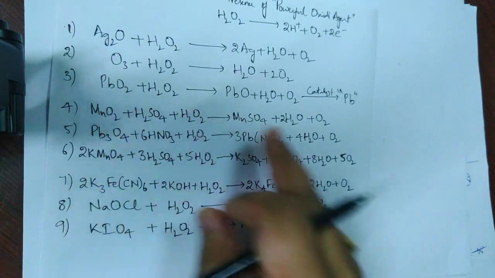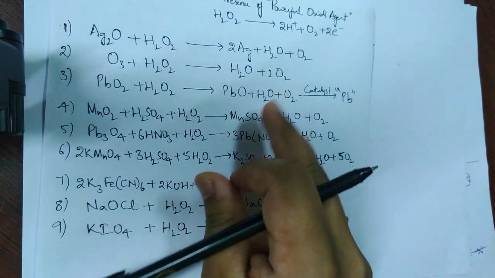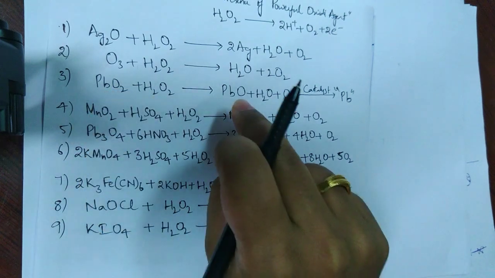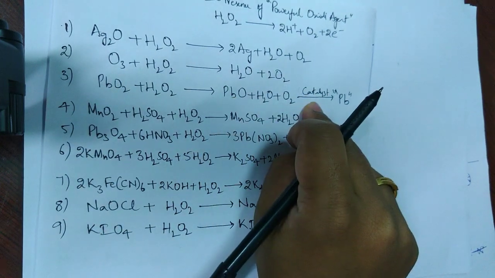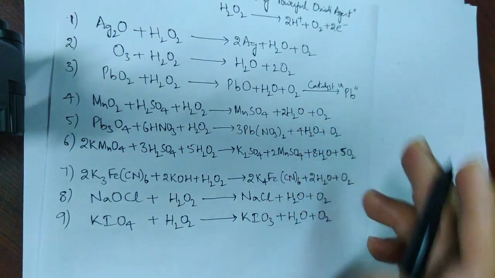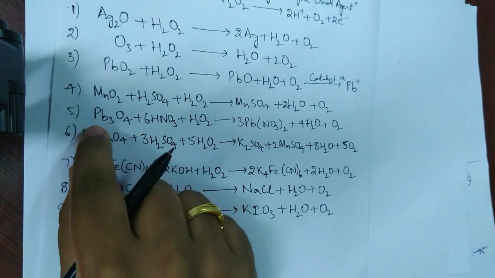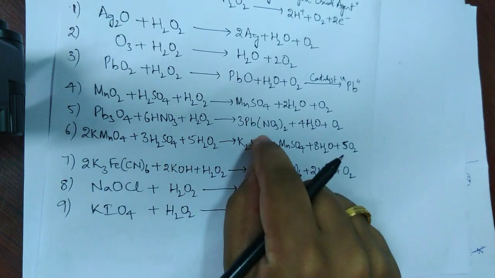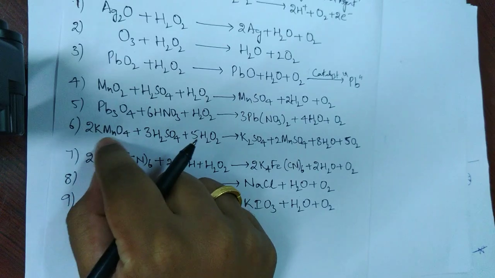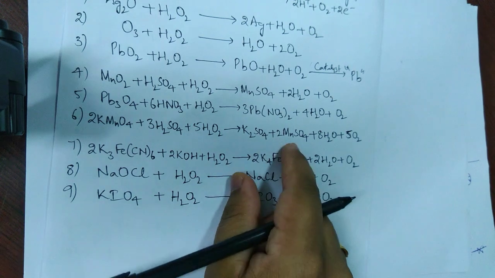Lead dioxide will form lead monoxide in the presence of a catalyst, and further it will reduce into lead. Manganese dioxide in the presence of sulfuric acid will form MnSO4 plus water, and similarly the oxide of lead nitrate, and this is called red lead. KMnO4 in the presence of sulfuric acid will form K2SO4 plus MnSO4.